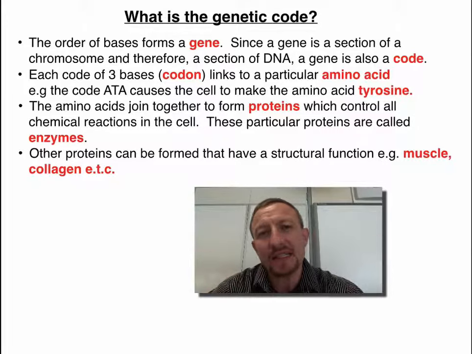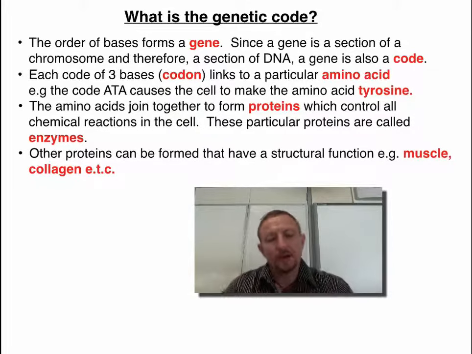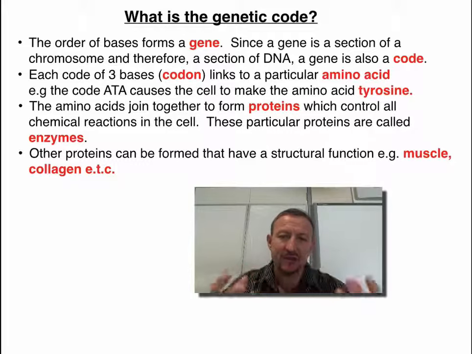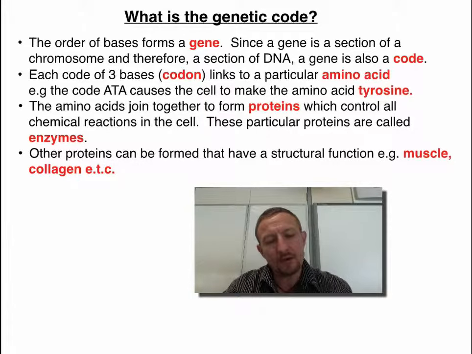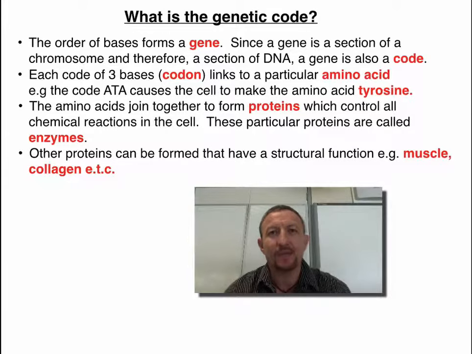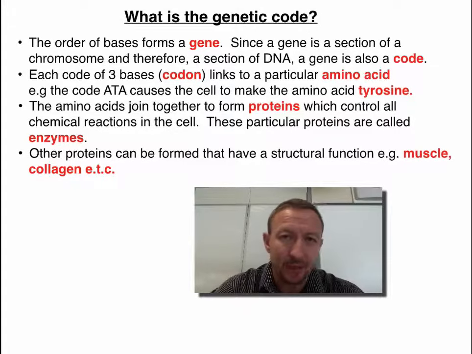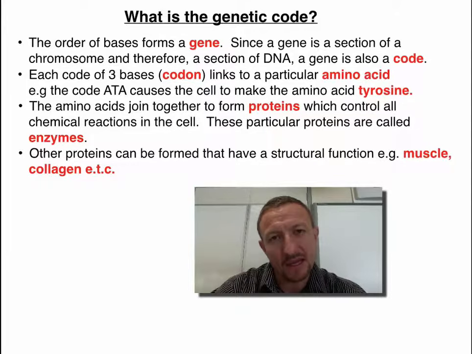Your amino acids come in through your food. So you take in food, you break it down, and the protein is broken down into its constituent amino acids. The amino acids then go to the cell. Each amino acid is then coded for by a specific combination of bases. So, for example, ATC will code for a specific amino acid, and ACG may code for another amino acid.